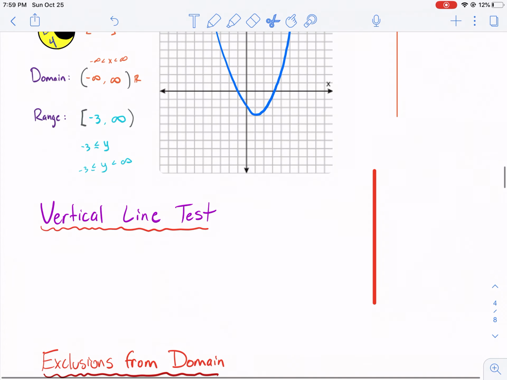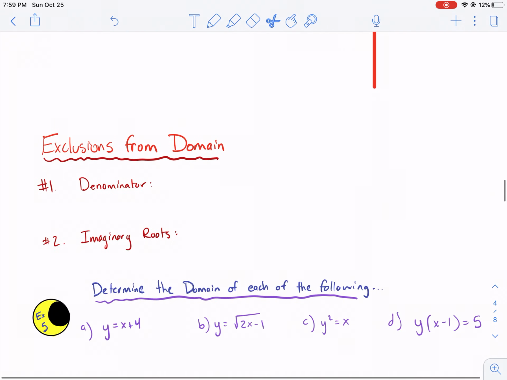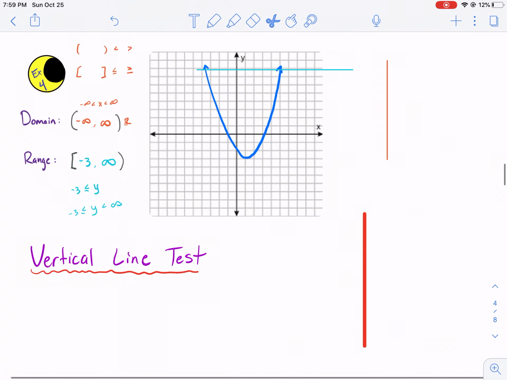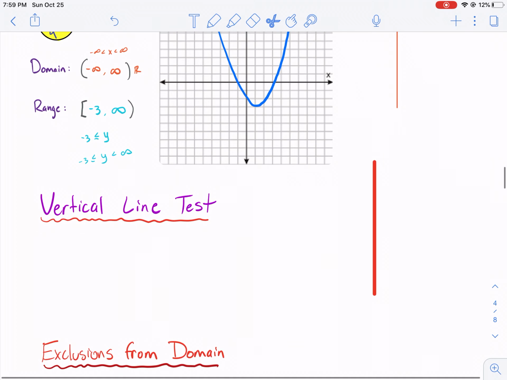Okay, the vertical line test. The vertical line test is a way to determine if something's a function, but guess what? I'm going to get to that in part 3 of this video.